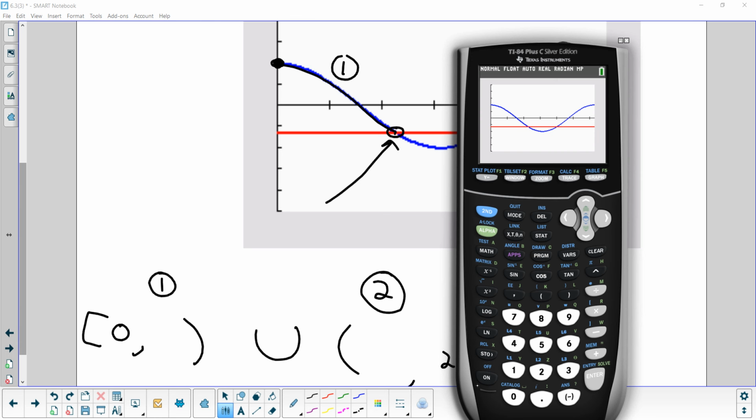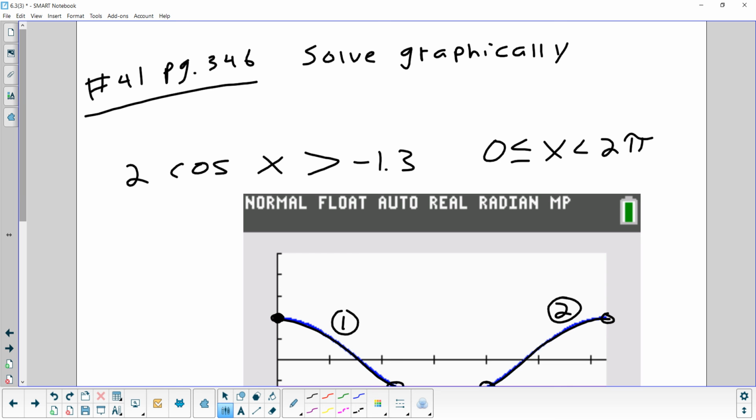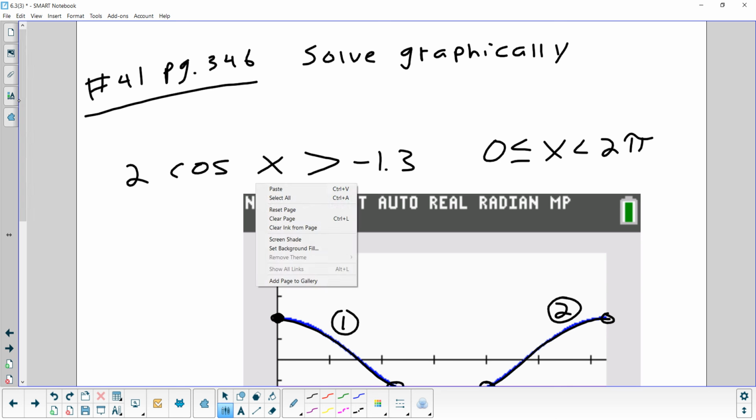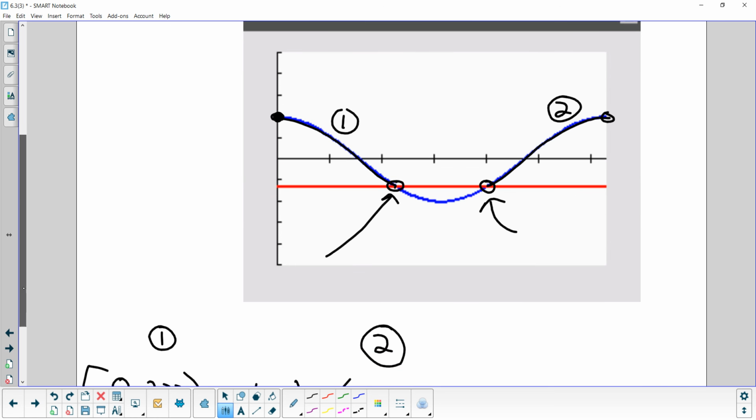So second calc intersect. I do want the one on the left, so I'm not going to do this randomly. 2.278. So if you pick an x value between 0 and 2.278 and plug it into this formula, I guarantee it'll come out greater than negative 1.3. And how do I find that second one?